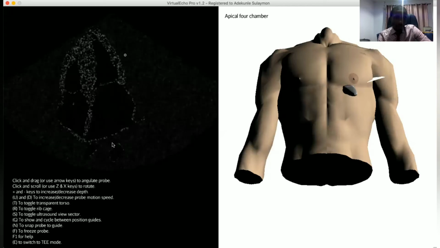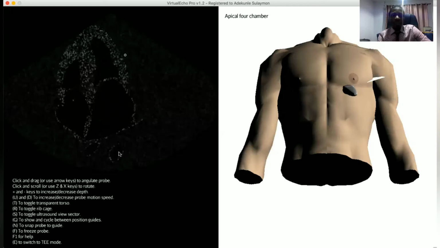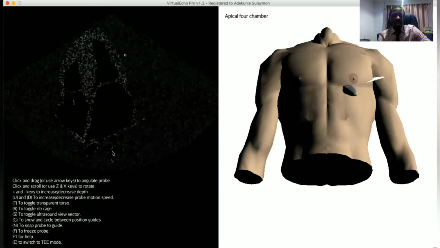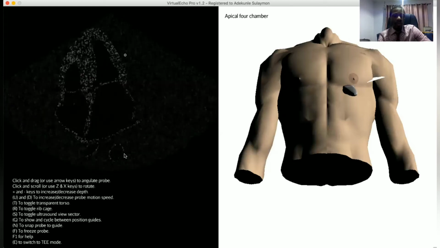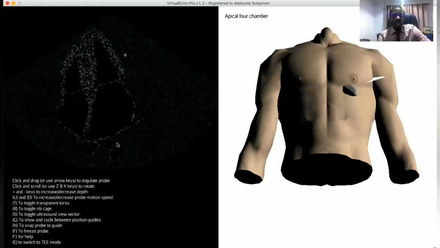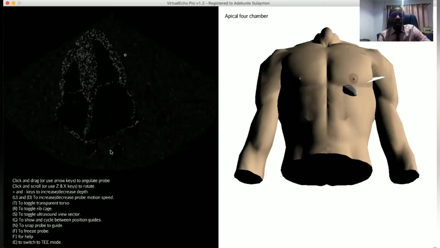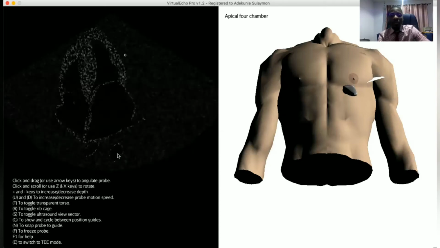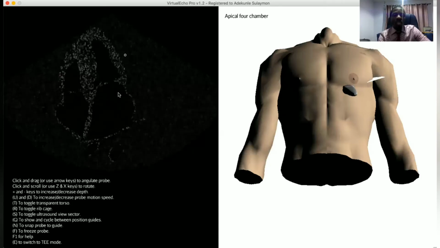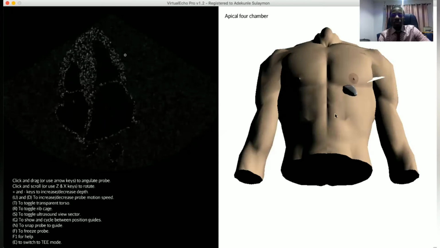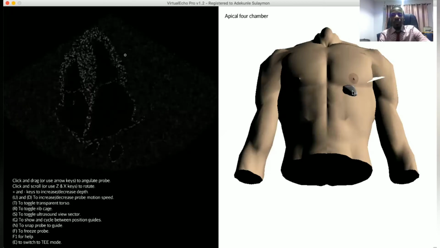And usually, you see the structure here. Usually, that's the ascending aorta, the thoracic segment of the ascending aorta, somewhere here. But basically, these are what you get to see. So this is the 4 chamber.